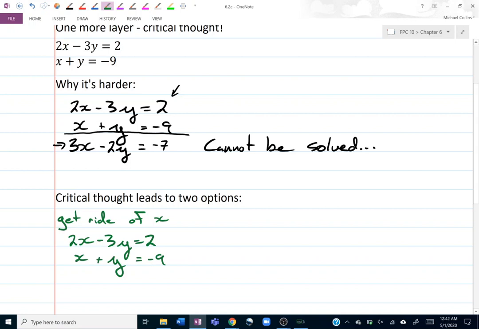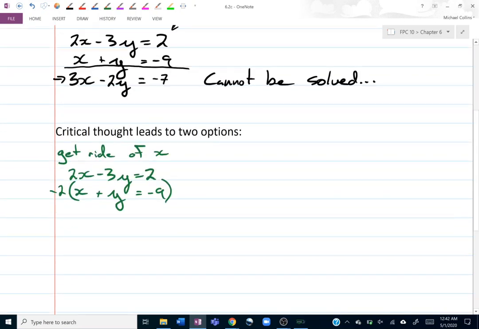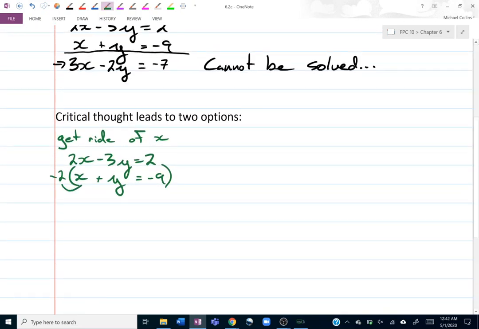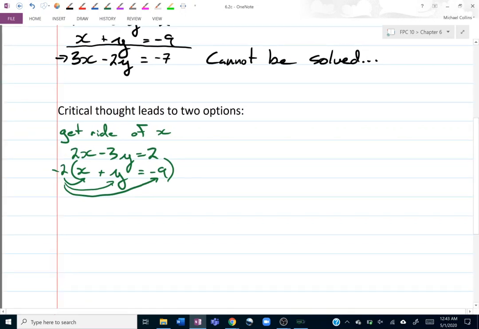What can I multiply this bottom equation by so that when I add them together, my x term goes away? On my top, I have a positive 2x. In order to make a positive 2x go away, I'd have to add a negative 2x. So I can multiply this whole bottom equation by negative 2. The whole thing, which means every single term in it is going to get multiplied by negative 2: the x, the y, and the negative 9.